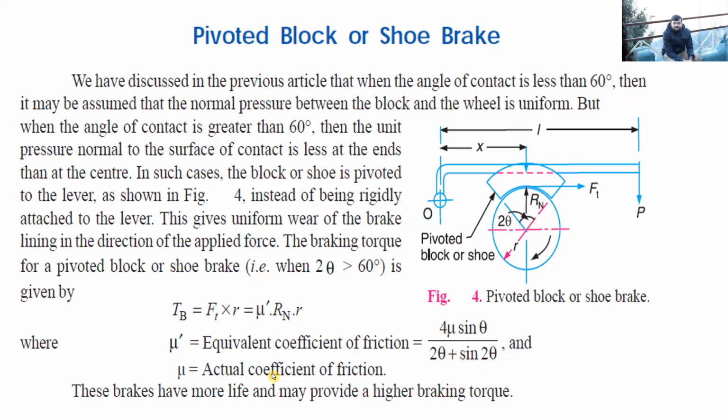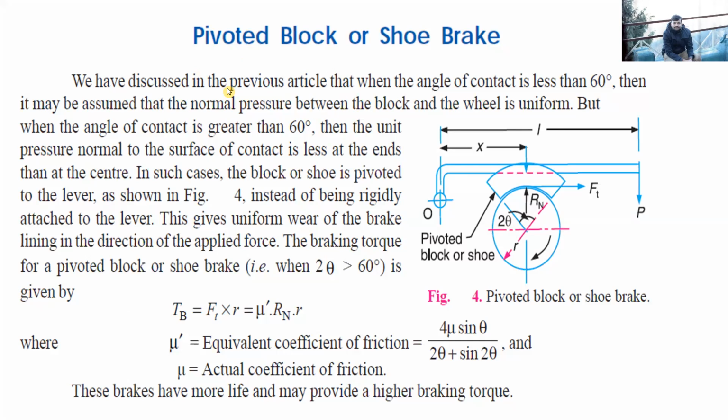Mu is the actual coefficient of friction of the braking material. These brakes have more life and may provide a higher braking torque. Obviously, since the area is more, the braking force will be more. So this is the major difference between the simple block brake and the pivoted block brake.